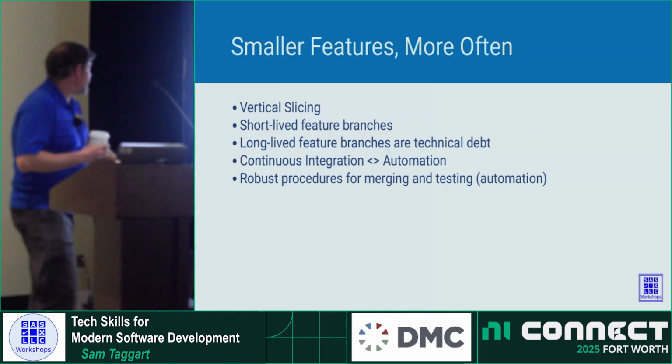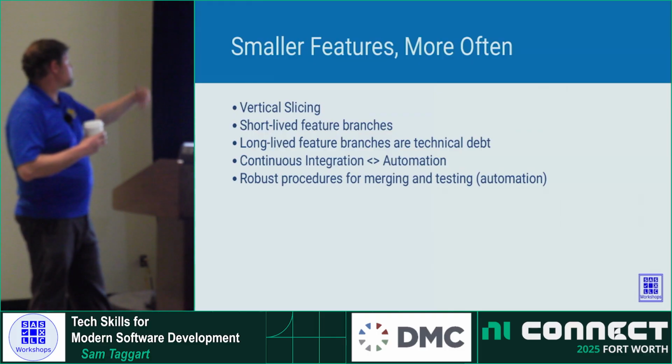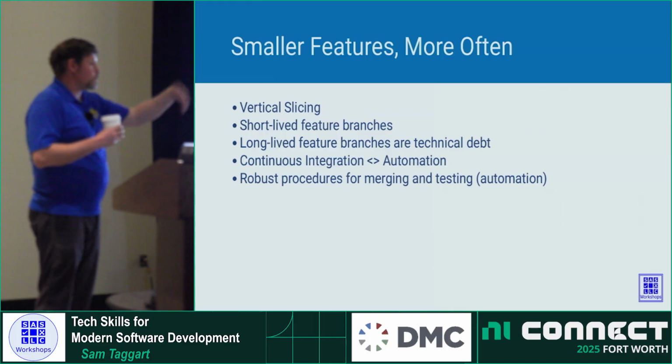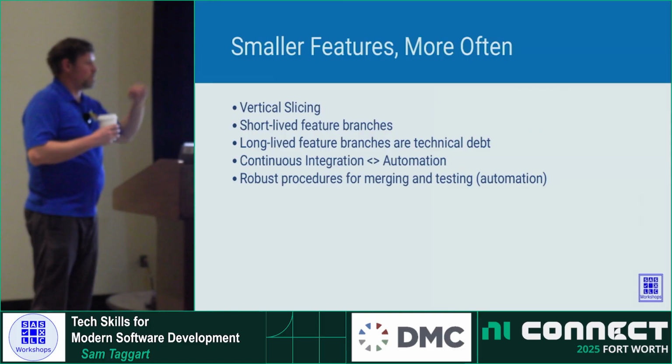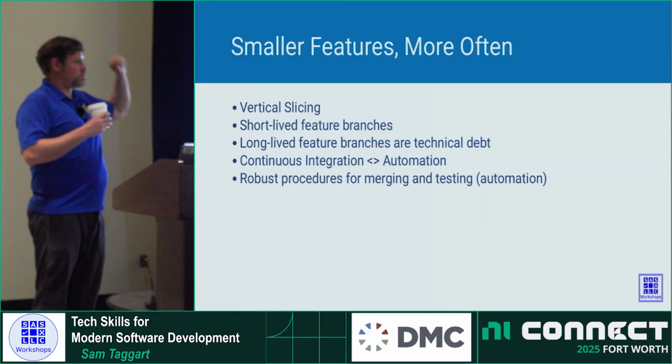Automation helps us do that because automation is about having robust procedures for the merging and testing. Because if we're going to do all these merges all the time and we want to make sure they work, I don't want to run manual tests all the time. I'd rather it's automated. I make a push to Git and I just forget about it.